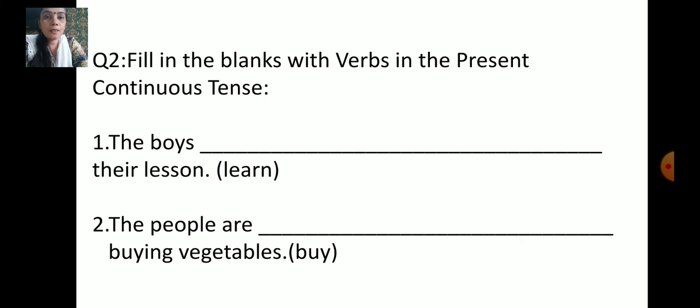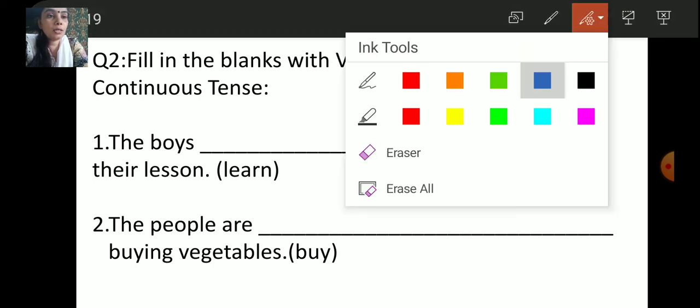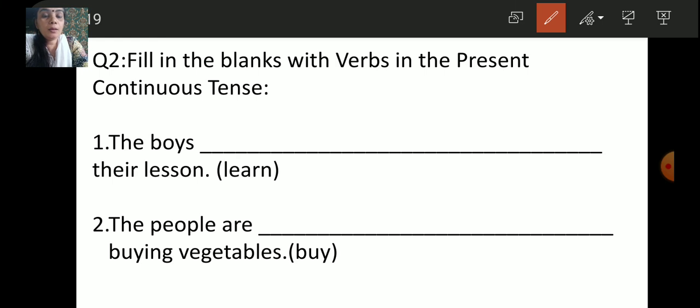Now we'll move on to the next question. Fill in the blanks with the verbs in present continuous tense. Present continuous means ing. Continuous means ing. And okay, the boys dash. Okay, here let me cut this.